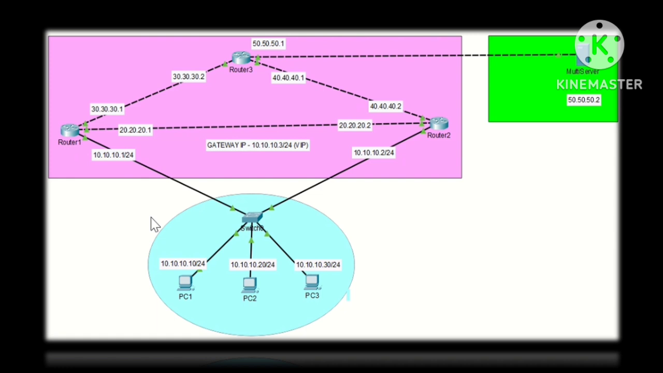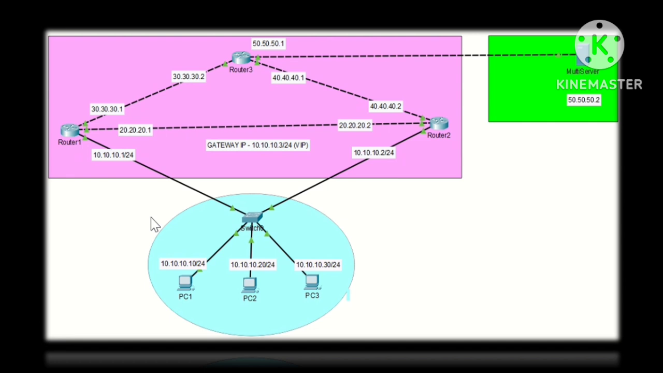So if you take this network, I have just modified the previous network topology into this type. You can see I have just replaced router 4 with a switch and then connected it to router 1 and then router 2. So now all the end systems can reach the multi-server via two paths, either via router 1 across the 30 network to reach 50, or else via router 2 on the right side via the 40 network it can reach the multi-server to avail the services. So how we are going to do it is using HSRP.